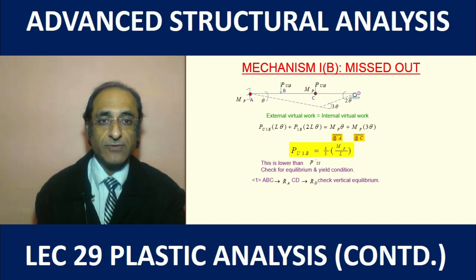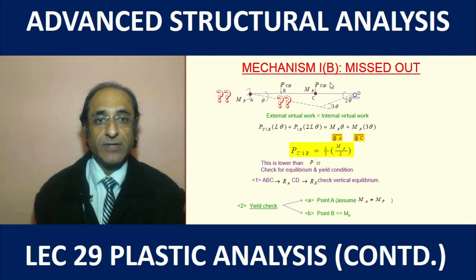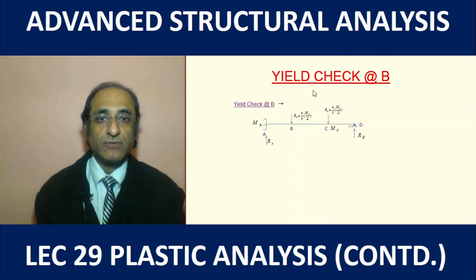So basically we have here the A, B, C part, and then we have the CD part. What we do is a yield check at A and a yield check at B, and for this purpose we assume that the bending moment is MP at C. This is the same strategy we had used for the previous case. So let's do the yield check. We are not doing the equilibrium check; you can do the equilibrium check yourself.